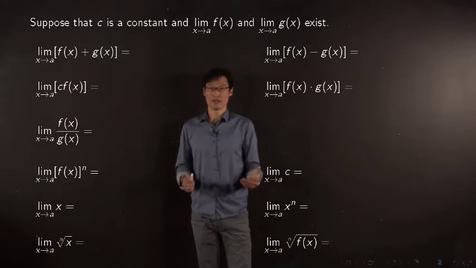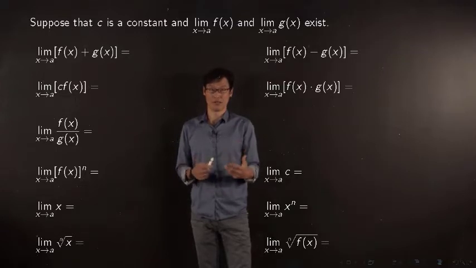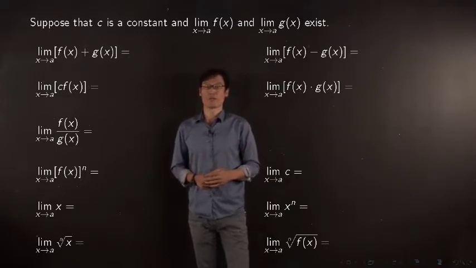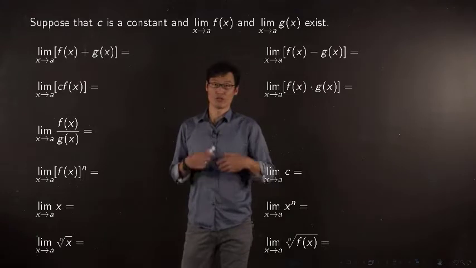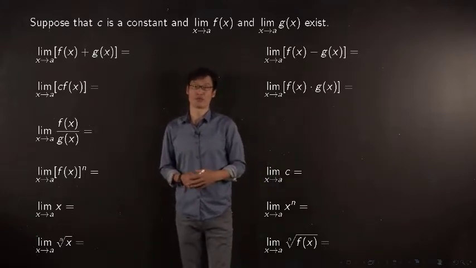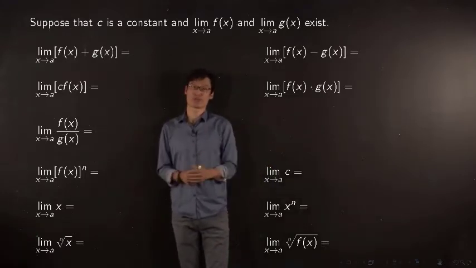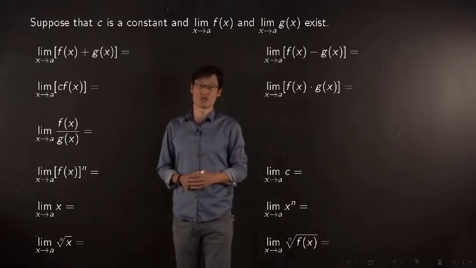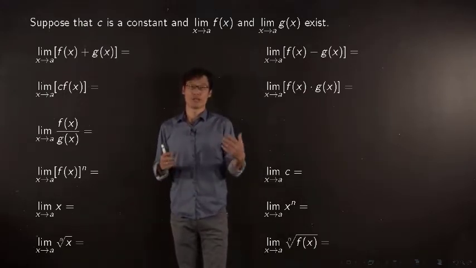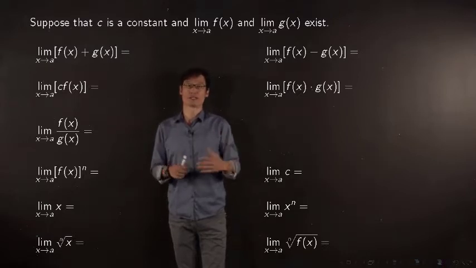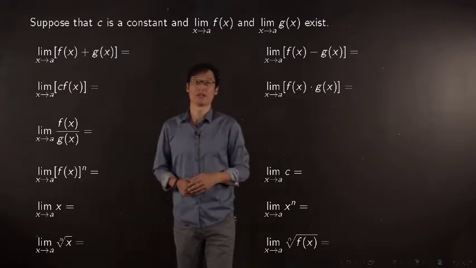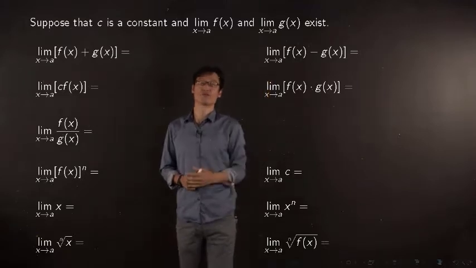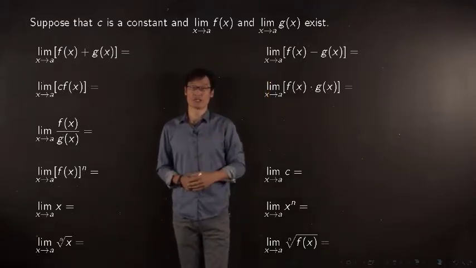So let us discuss how to calculate limits with limit laws. In reality, when we calculate limits, we can use a lot of nice properties. Suppose we have two functions f and g that have limits. So when x approaches a, the limit of f and the limit of g do exist.